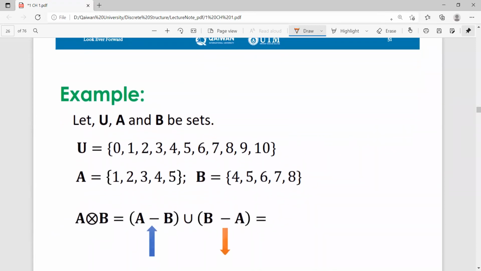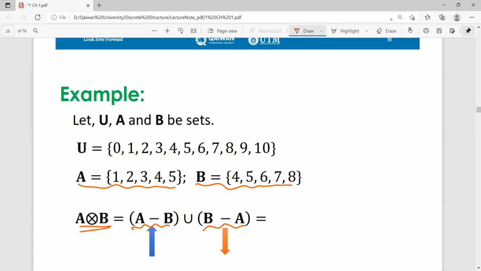We have sets A and B. To find the symmetric difference of these two sets, we are going to write down the elements of both sets. Then we extract the common ones. Or we are going to find A difference B, then union B difference A. What's A difference B? What are the elements in A which are not in B?